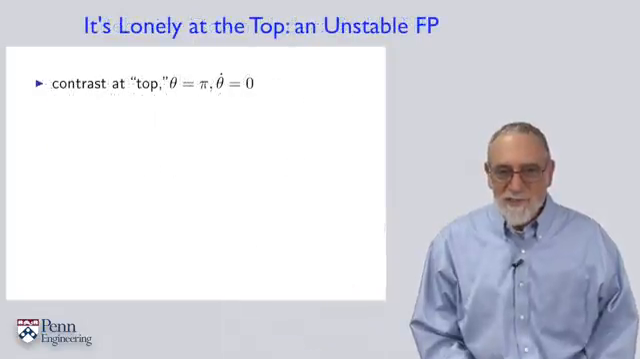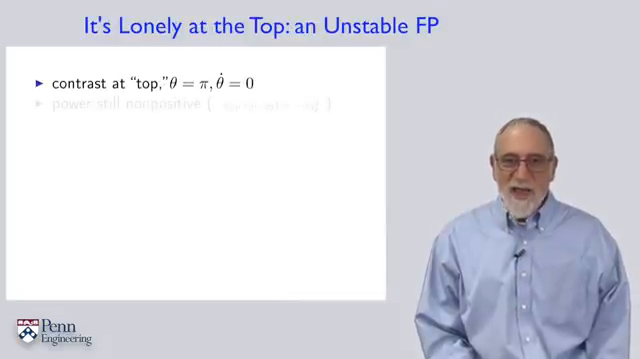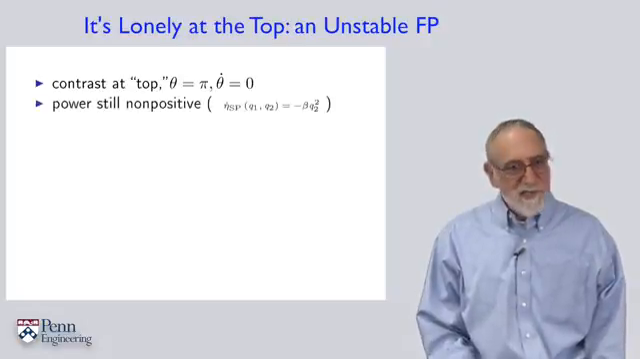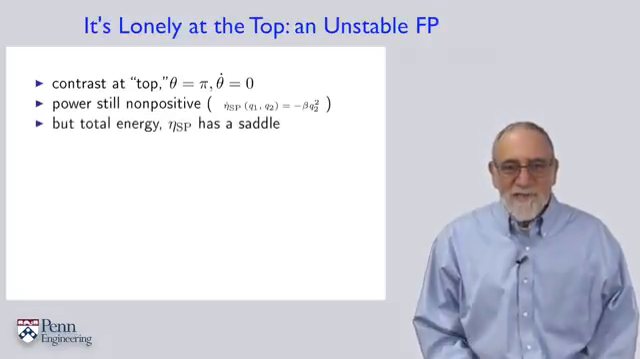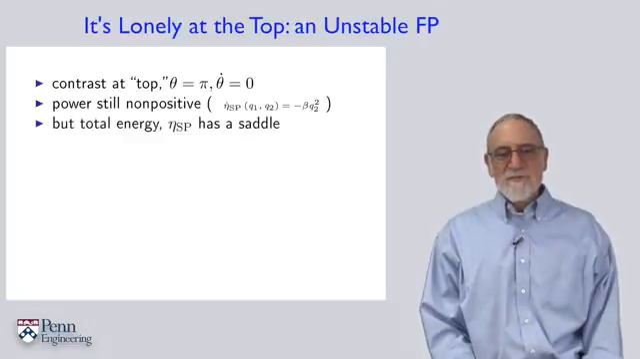In contrast, let's go to the unstable fixed point at the top and do the same computation. The power is still non-positive. d by dt of eta is still negative. So the power is still non-positive, and so the energy must be decreasing. But let's see what that means.